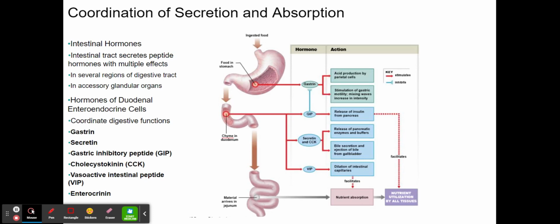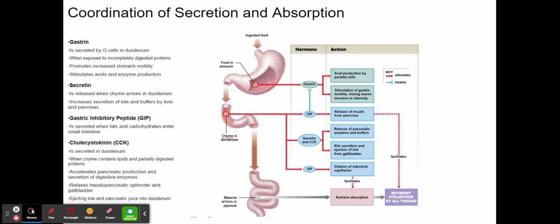The intestinal tract secretes a variety of peptide hormones with similar chemical structures. Many of these hormones have multiple effects in several regions of the digestive tract and the accessory glandular organs as well. Other intestinal hormones are produced in relatively small quantities. Examples include motilin, which stimulates intestinal contractions, villikinin, which promotes the movement of villi and the associated lymph flow, and somatostatin, which inhibits gastric secretion.